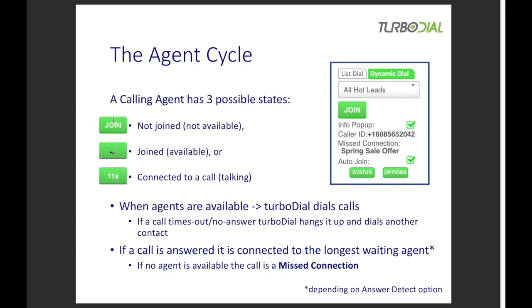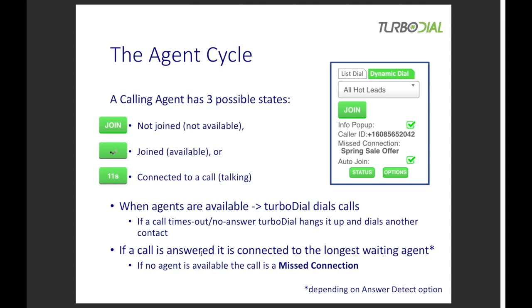They really have 3 possible states. Not joined, which means they are not available to accept a call. Joined, which means they are available and waiting for a call. Connected, which means they are talking on a call. When agents are available, TurboDial dials calls and keeps dialing calls while there are agents available. If a call times out with no answer, TurboDial hangs that call up and moves right on to the next contact. So as long as agents are available, TurboDial is dialing calls.